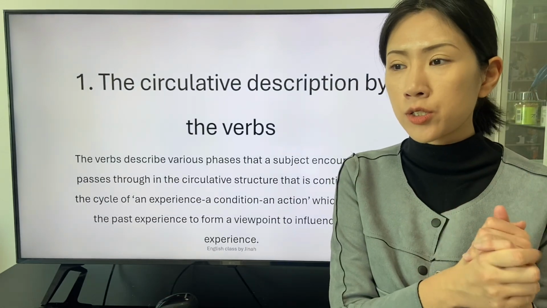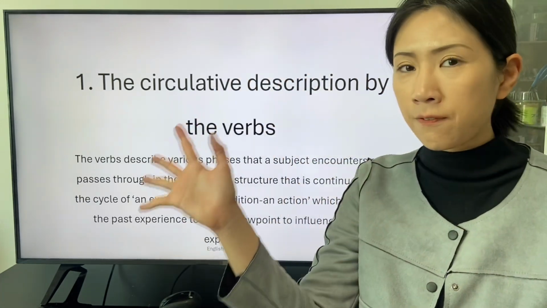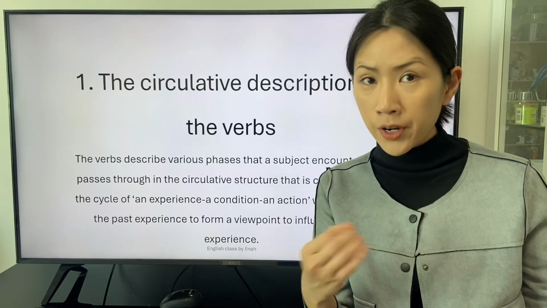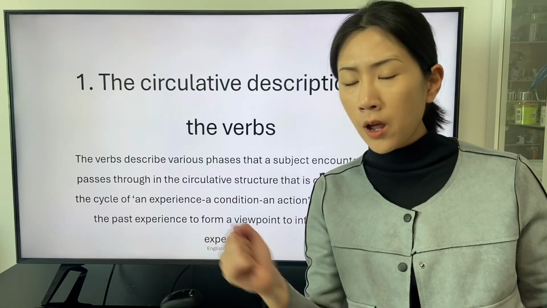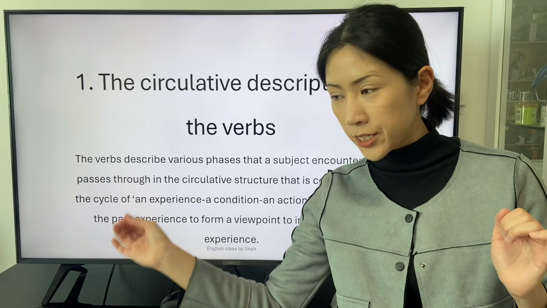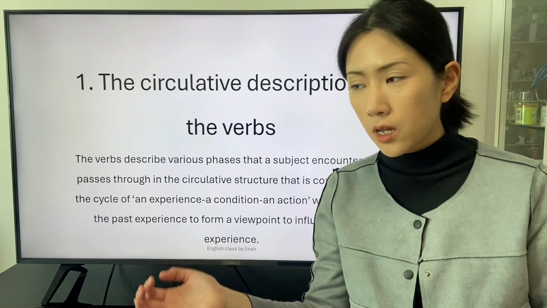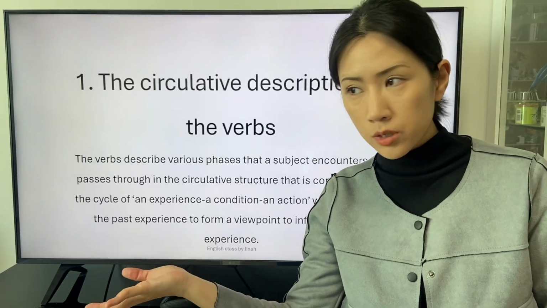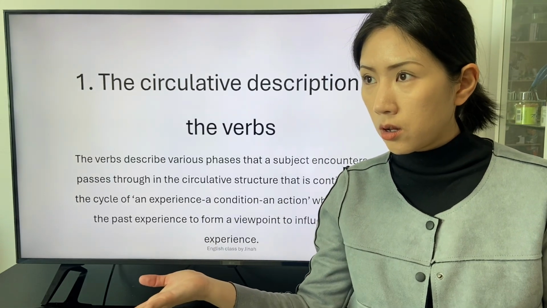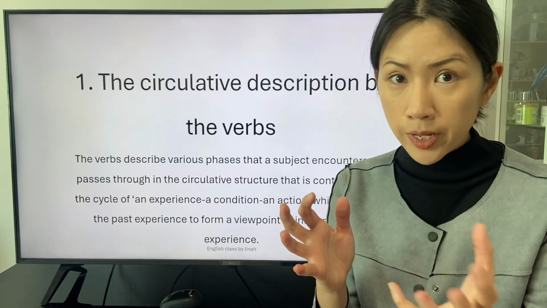The definitions to describe a subject describe every phase of a subject. The serial description by verbs, from an experience, a condition, an action, brings the subject to arrive at a new initial state, a state that is about to start a new experience.